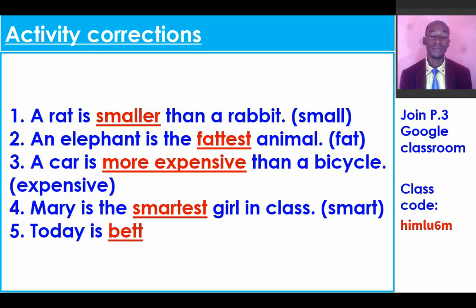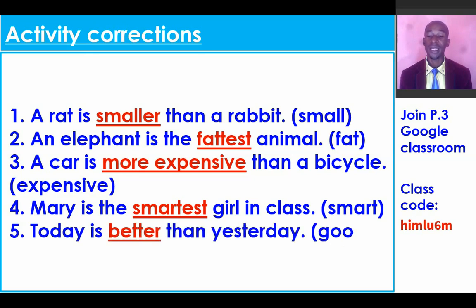And number 5, today is better than yesterday. So here, this is comparative degree because we are looking at today and yesterday, which was better. So today is better than yesterday. Our answer is in the comparative degree. Now, my dear learners, take note of such.